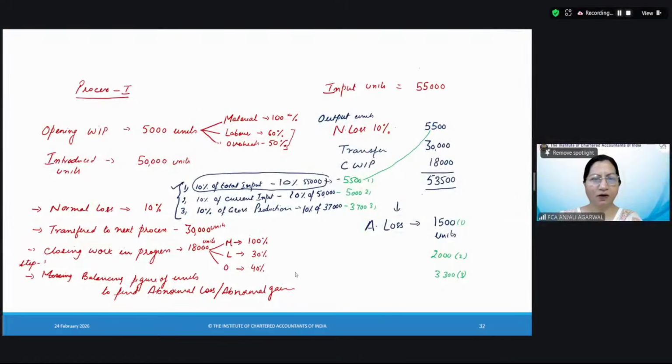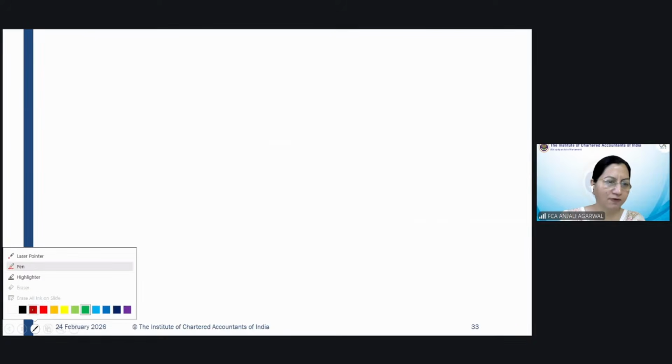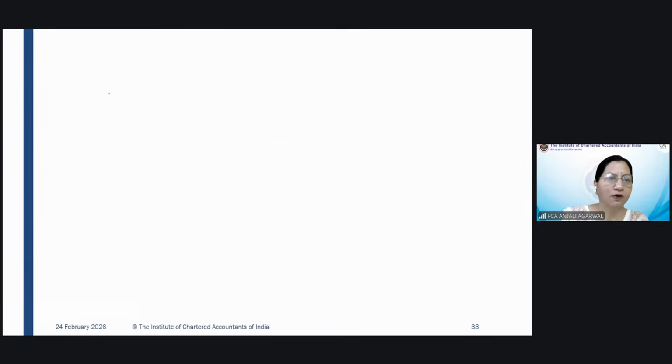So this is clear how we calculate the details of the input and output. Now we will talk about the equivalent units also. So this is one performer. We can do it on the basis of FIFO, or we can do it on the basis of LIFO also. But generally LIFO is not followed. So FIFO and weighted average, these are two important concepts.